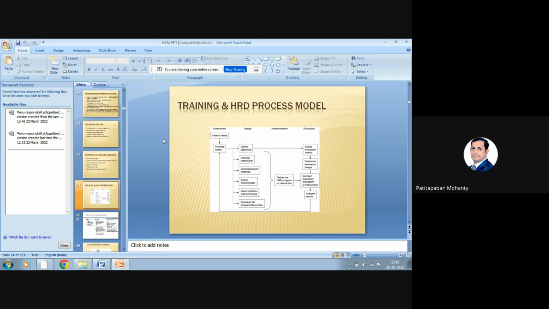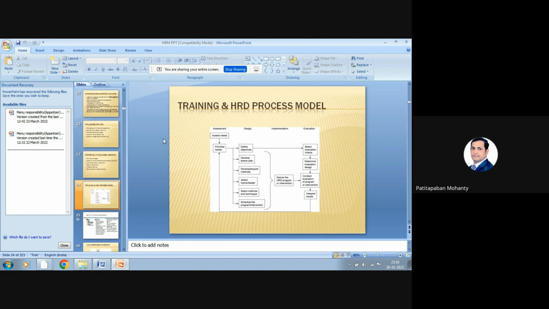Then the objectives are linked with evaluation. I mean, select evaluation criteria, determine the evaluation design. When the objective is delivered through the lesson plan, materials, the trainer, the methods and techniques, or the scheduled program, then I will evaluate. The objectives are evaluated. So it is select evaluation criteria, determine the design.